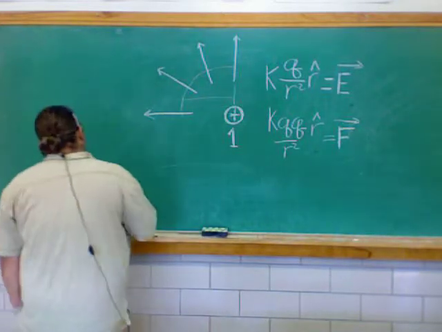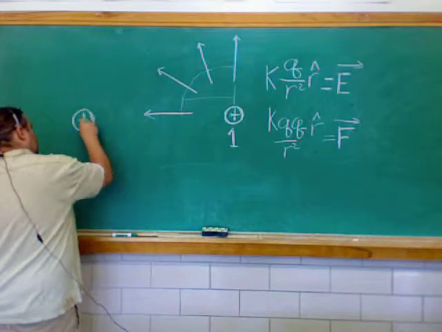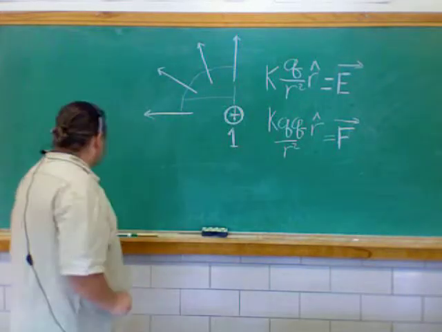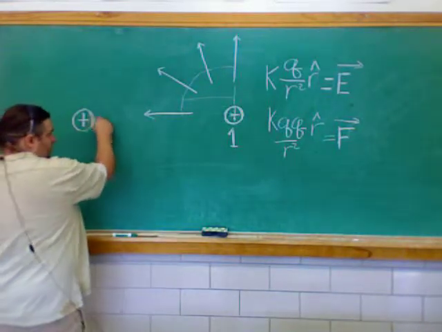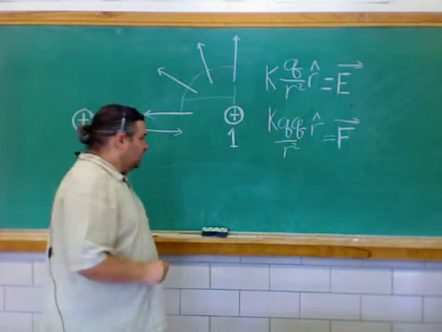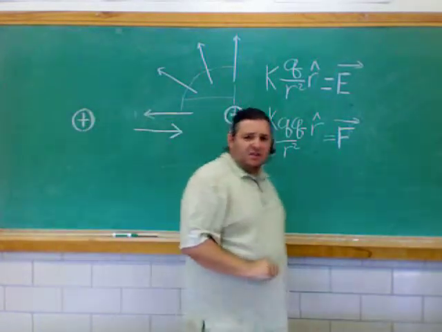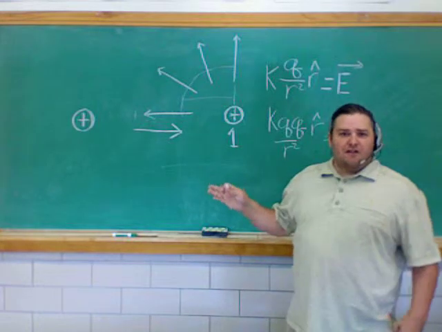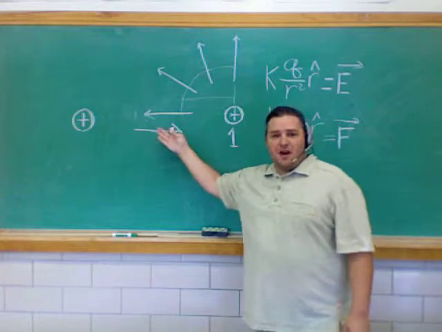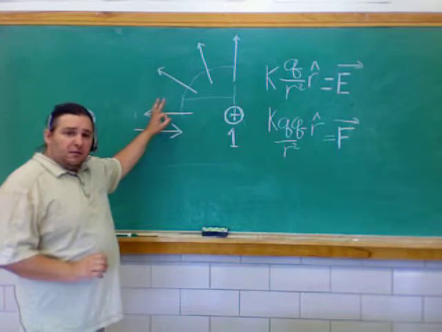Okay, so if I introduce another charge over here, another positive charge, this positive charge is going to create a field like this. Okay, remember magnitude, direction. So the advantage of this system is that now I can talk about these two objects, and if I introduce a third object, I can find a point where I can put that third object and it can be in equilibrium.